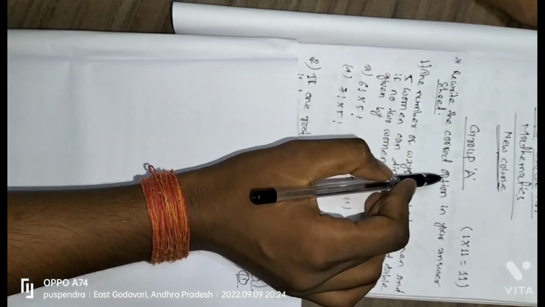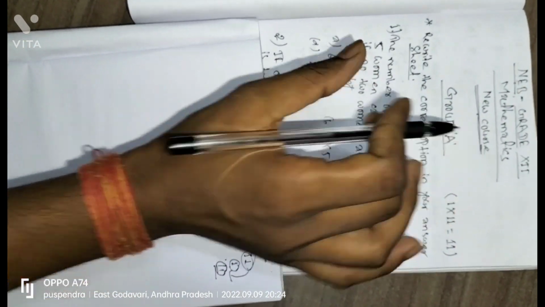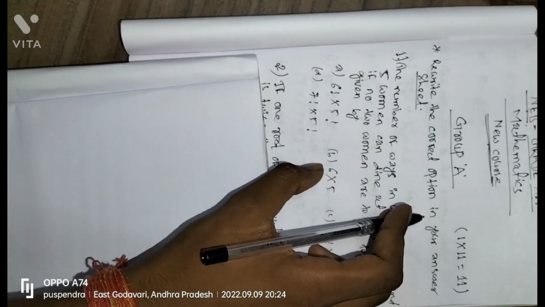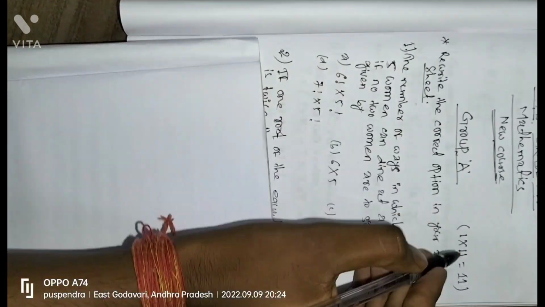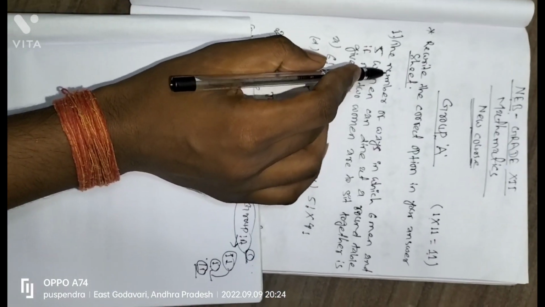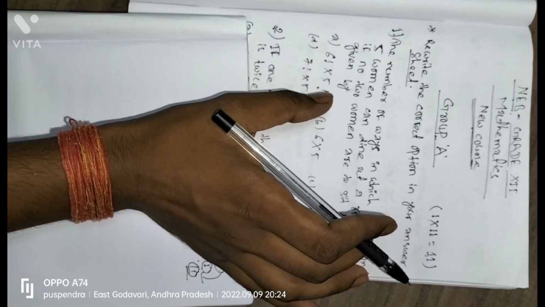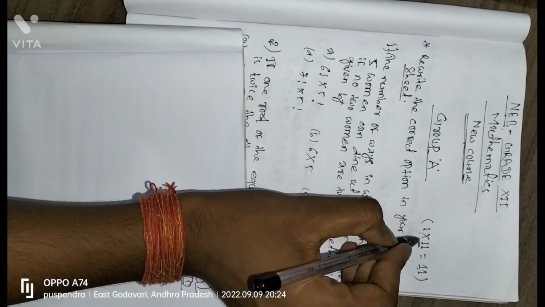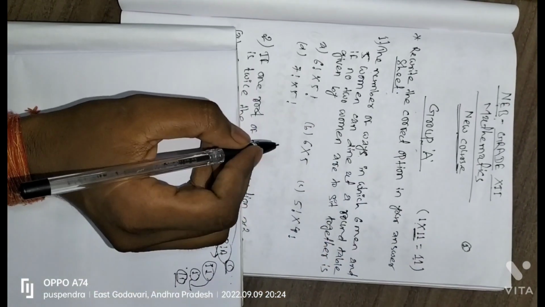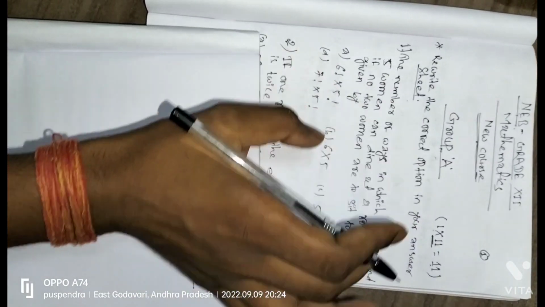From 1, rewrite the correct option in your answer sheet. First read everything, then go on to the question. Group A, each question is of 1 mark. Group A has 11 questions. The first question is on the number of ways. This is a permutation and combination question. In this Group A, you will get one question from permutation and combination, so this is also a most important question, so I have taken this.